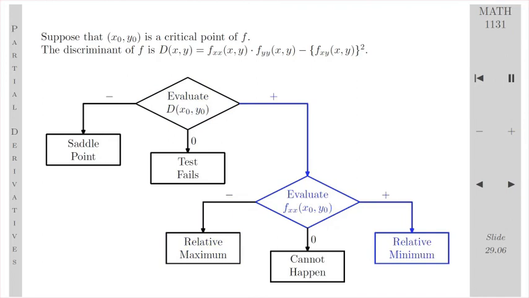If the discriminant is positive, fxx cannot be 0. Because if fxx is 0, the discriminant is the negative of a square, and so it can be 0 or it can be negative, it cannot be positive. So you can just follow along this decision tree and determine what type of relative extremum you have, if any, at a given critical point of a function of two variables.